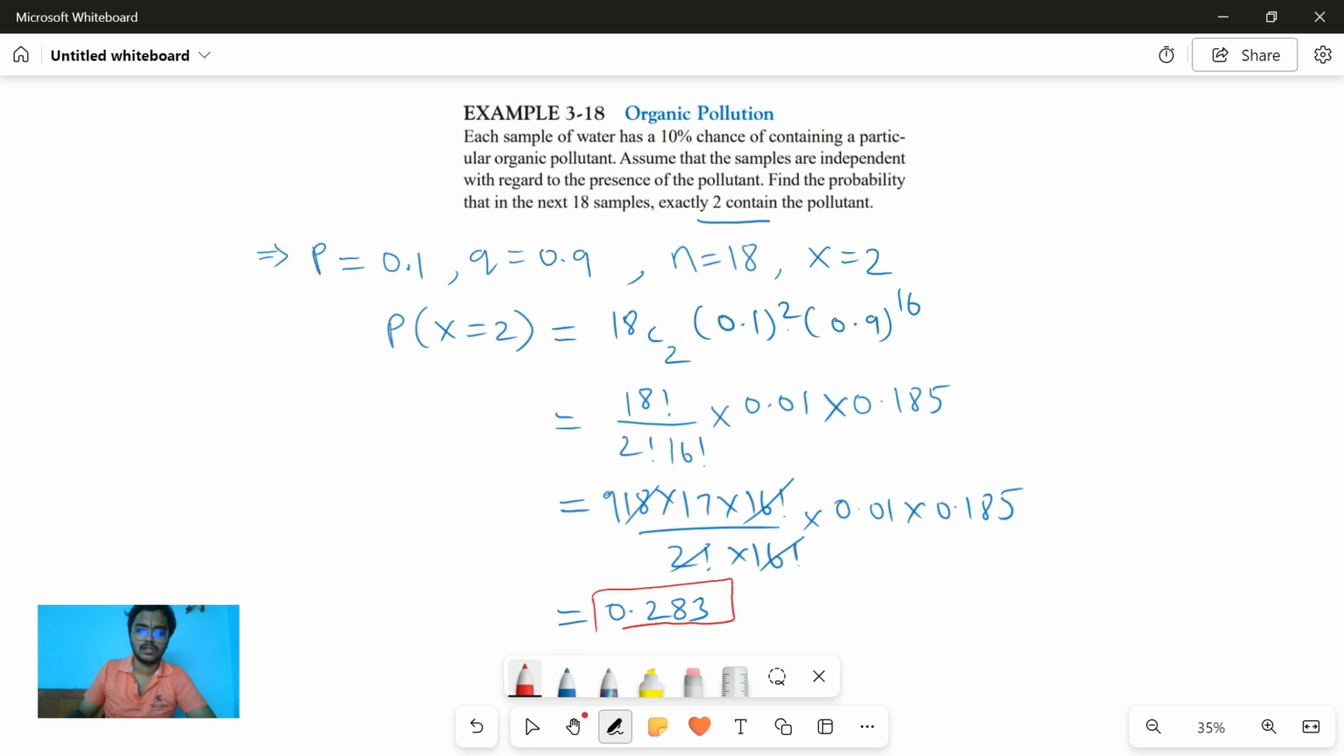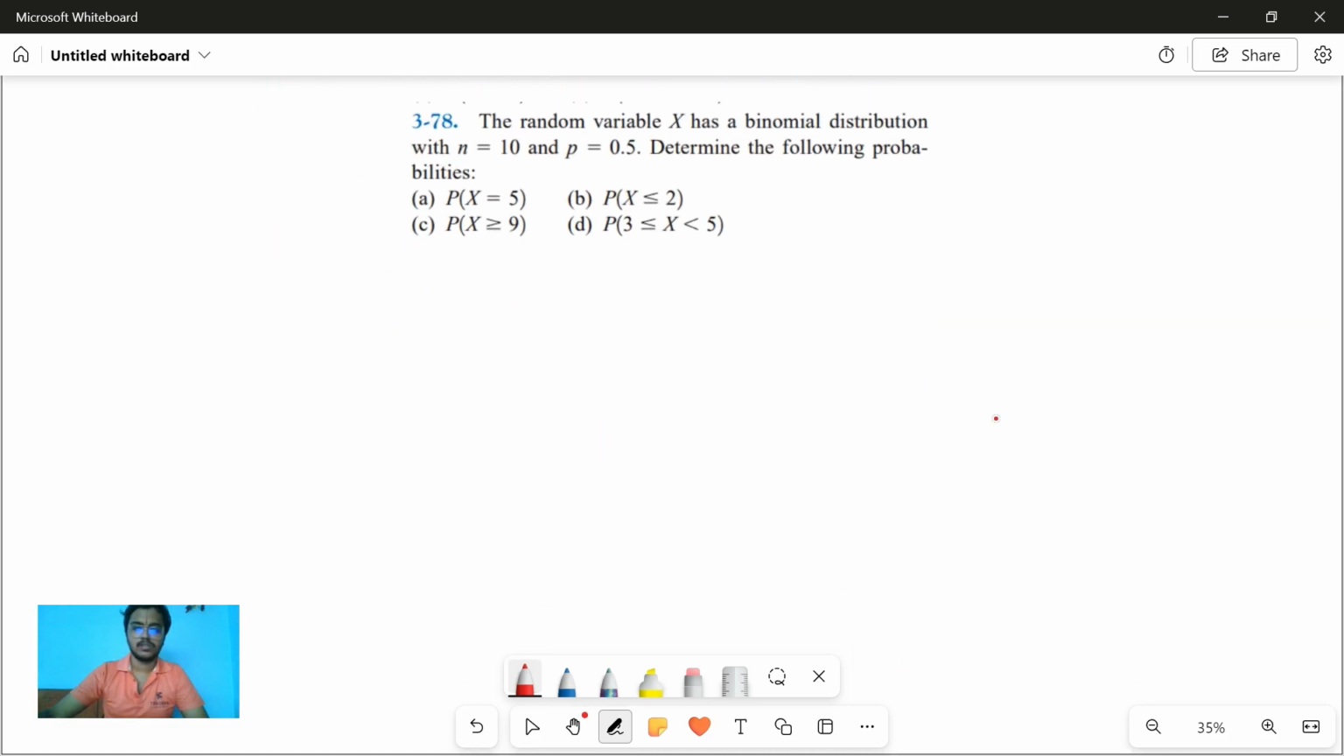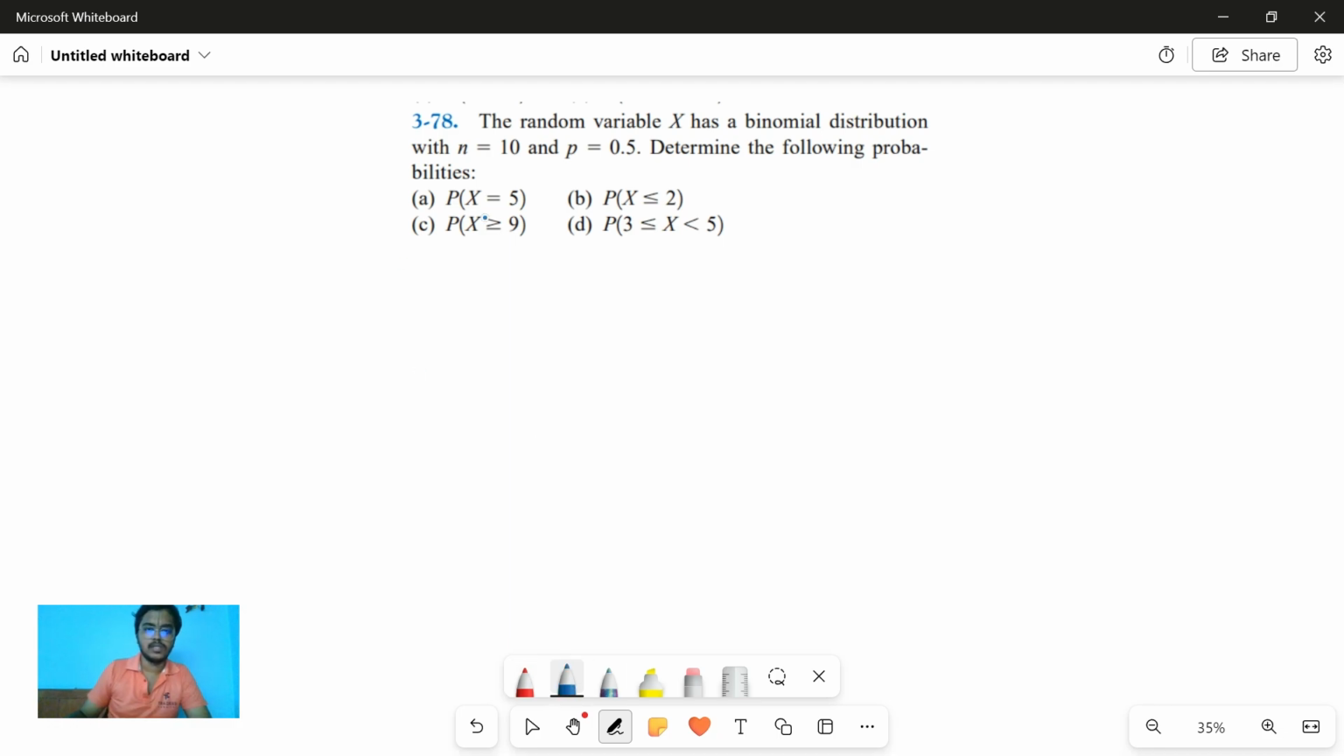Understood? Simple, direct question. We'll move on to the next question. Now, the random variable x has a binomial distribution with n equal to 10, p equal to 0.5, and determine the following probabilities. Okay. So this I took to explain you the PMF and CDF concepts.